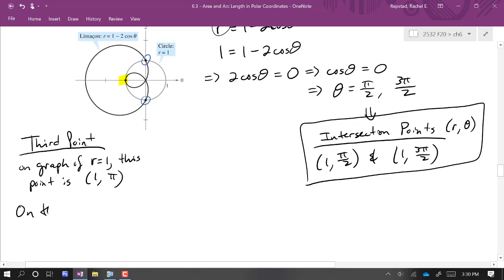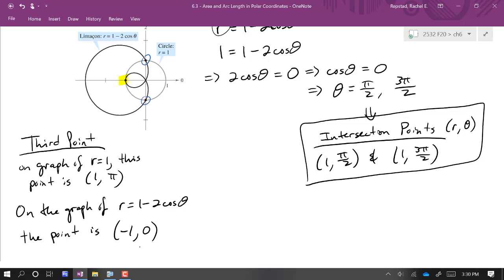So on the graph of r equals 1 minus 2 cosine theta, that point is -1, 0. Now, you might look at that and say, well, yeah, of course it's -1, 0. That's what it looks like. X is -1 and y is 0. But this is the point in polar coordinates.